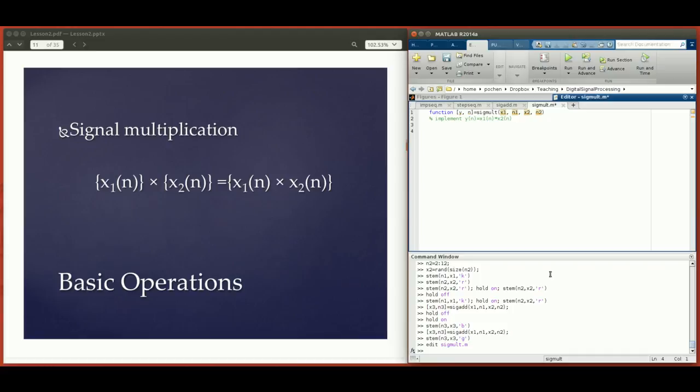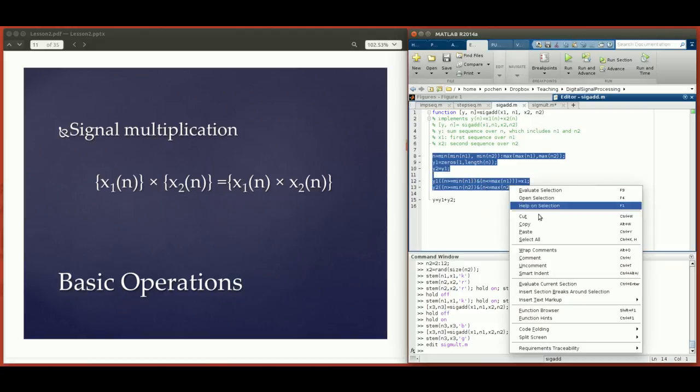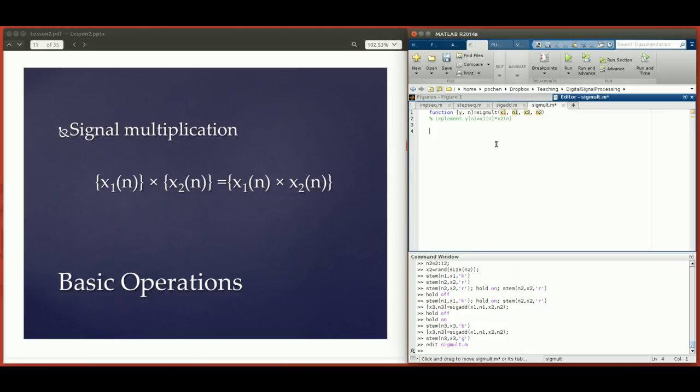So what I'm going to do is copy over some of the lines from sig add. I'll copy these three lines. Actually, all those lines. Copy it and then paste it. Right. And then the last line is going to be different. So y, the output, is going to equal y1 dot multiply y2.